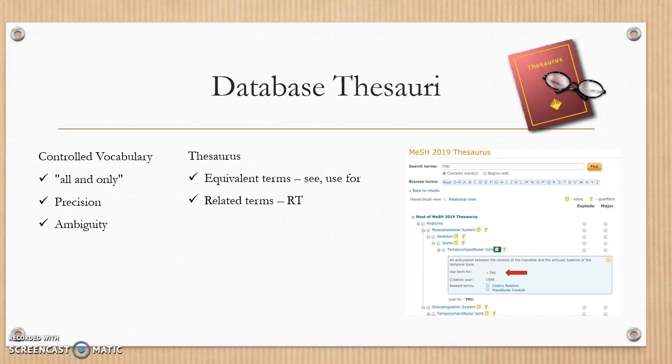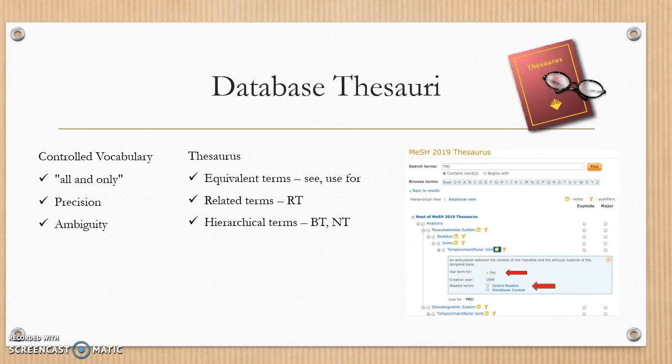The second category are related terms, which share an associative relationship. They are designated by the acronym RT. These are terms that share the same broader term and have some overlapping meaning. In the example, the related terms for TMJ are centric relation and mandibular condyle.